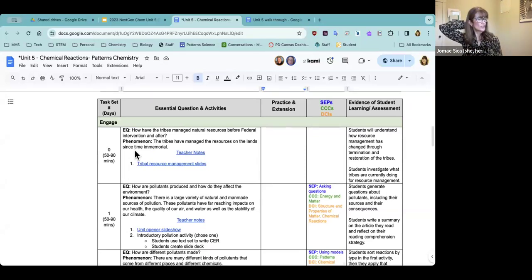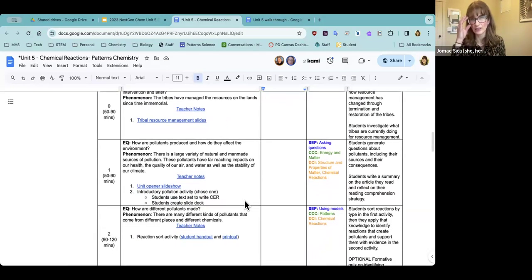As we go through the unit plan, we have our task set 0, which is our tribal studies lesson. This is a lesson we're going to talk about a little bit more that's required by Senate Bill 13, I believe. It is placed here, but could also go in other units, and I'll talk about that in a little bit.